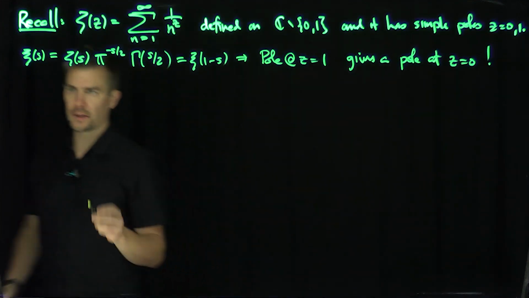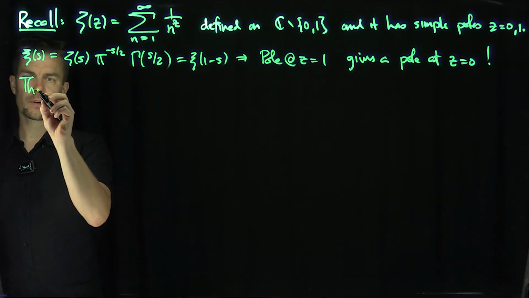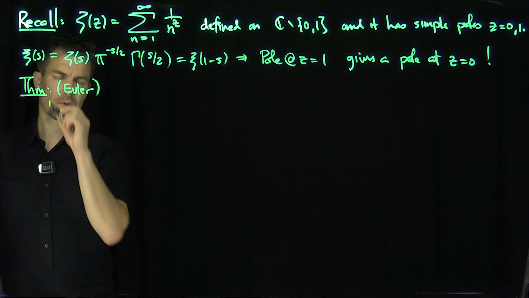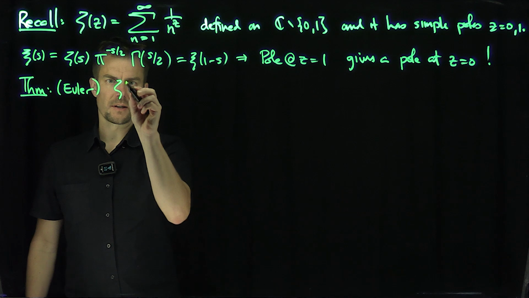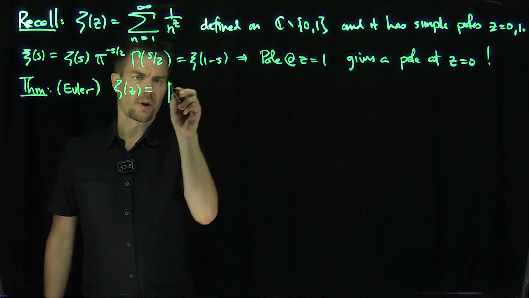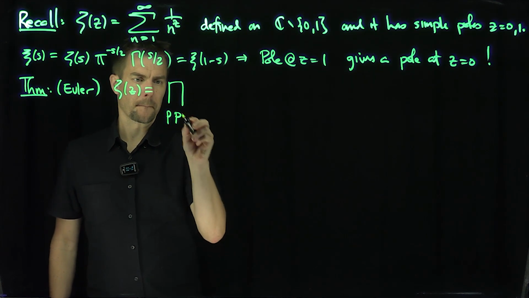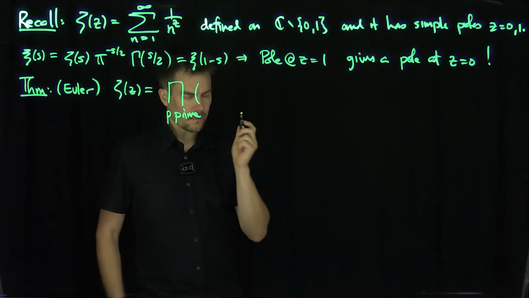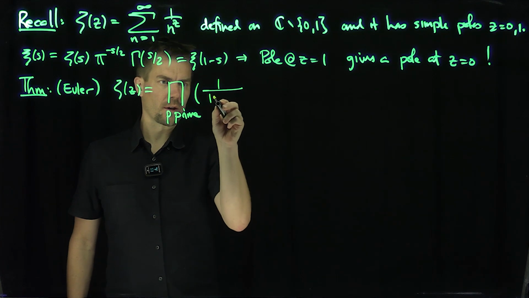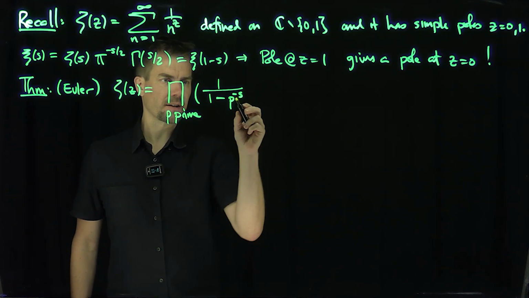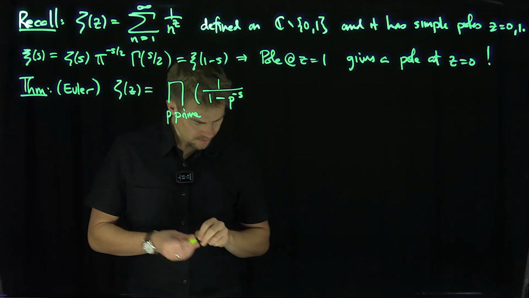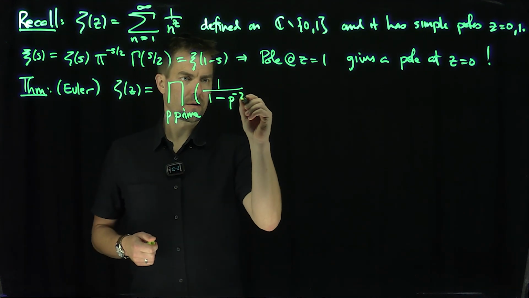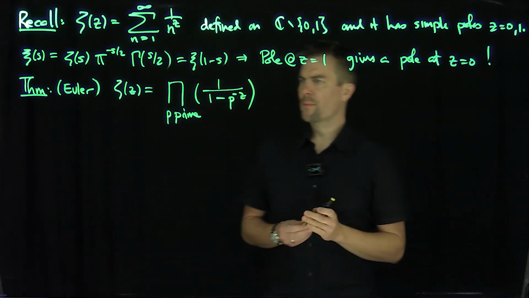So what does Euler's formula tell us? So here's the proposition, here's the theorem due to Euler. It says zeta of z is really the product over p prime of 1 over 1 minus p to the negative z, like that. So let me put z over there, negative z. Okay.